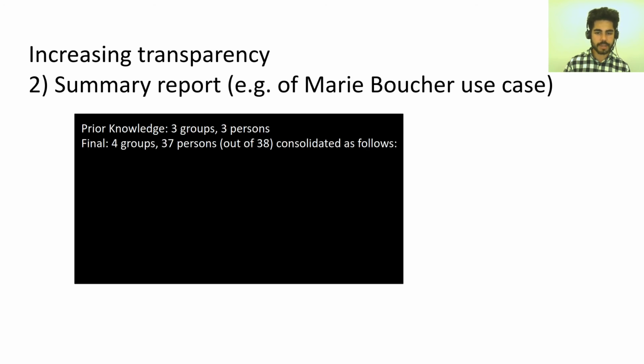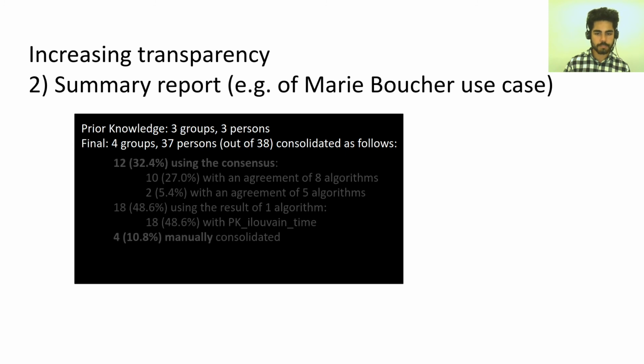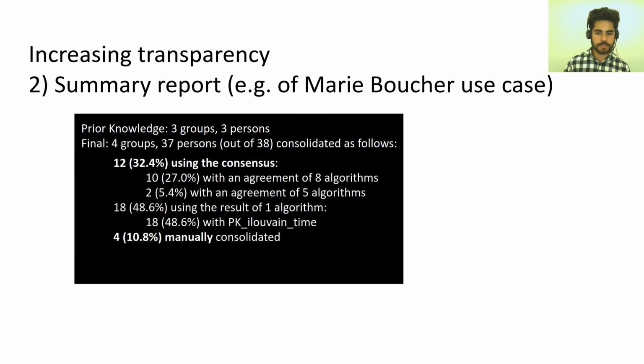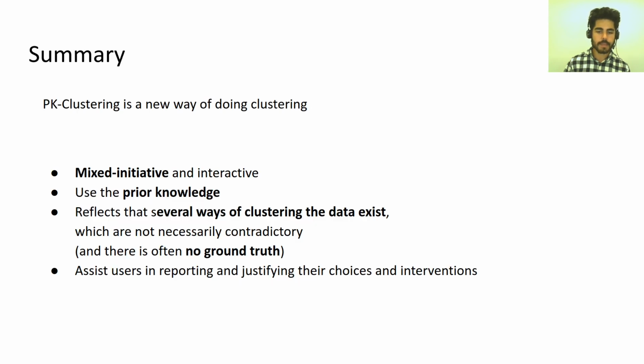It reports the size and distribution of the prior knowledge and the final partition. It then indicates statistics on how the nodes have been consolidated. Finally, it tells the number of algorithms considered and the number of algorithms selected by the user in the validation process. The summary table and the summary reports give a transparent result that the social scientist can use in her publication. PK clustering is a new approach to clustering.